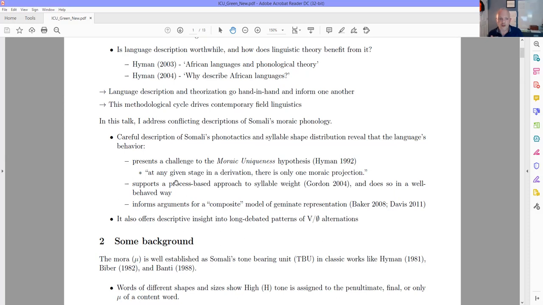The findings here for Somali also inform arguments for a so-called composite model of geminate representation that has figured into a debate between Baker and Davis over a few years. And then, of course, as you might expect, there are some descriptive insights that this offers elsewhere in the language, particularly in long debated patterns of vowel zero alternations that occur in the language. Okay, so a little bit of background here.